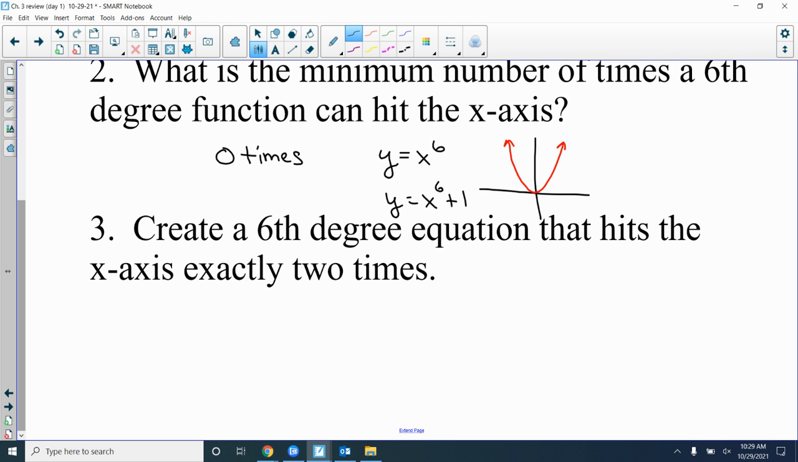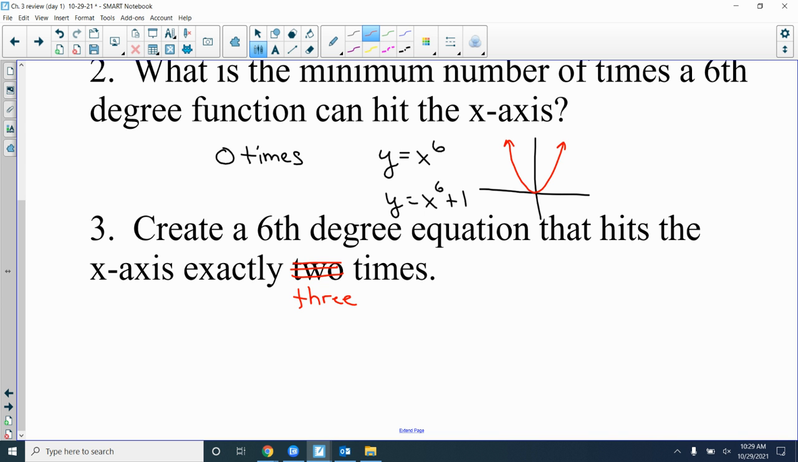All right, I want to change this slightly because this ended up being a little bit easier than I thought when I say 2 times. Make it 3. All right, you give me a 6-degree equation that hits 3 times. Let everybody think a little bit here.